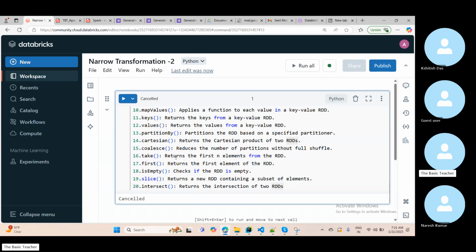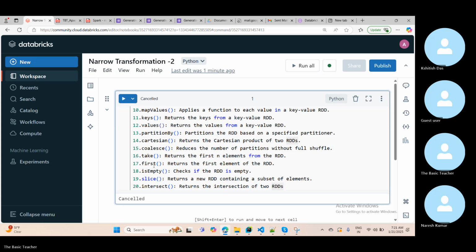Then we have take. Take returns the first n elements from the RDD. This is just for sampling. Yesterday we were doing some sampling with a fraction percentage, right? Like that, let's say you have millions and billions of records, and you just want to check what kind of data exists in this RDD. In that case, you can simply use take. It is not going to scan the entire data, so there will not be any shuffling or any kind of check. It simply picks the data, so that will be quite fast.